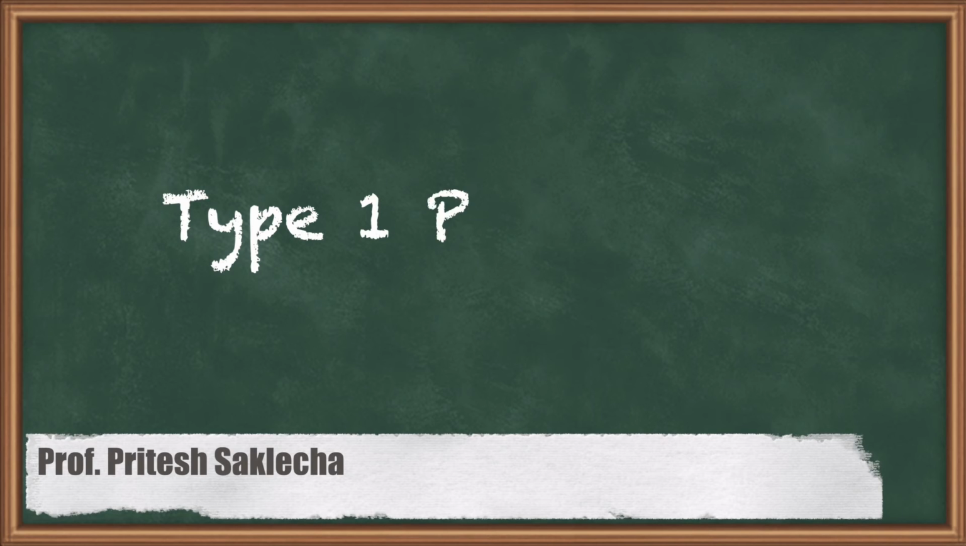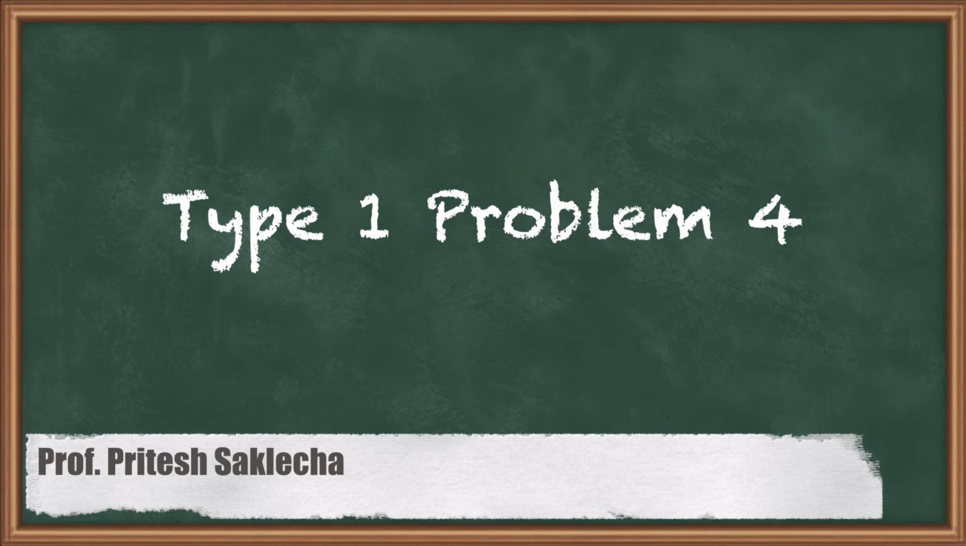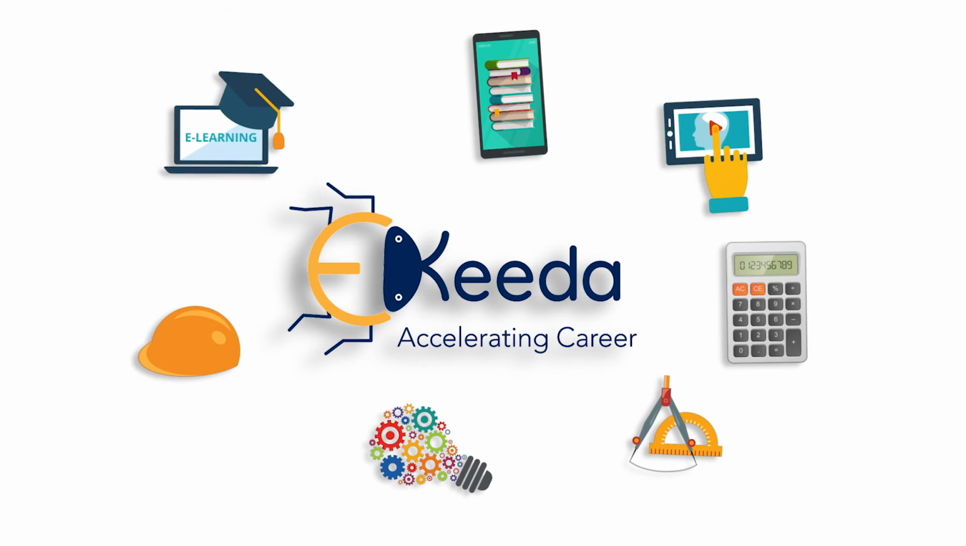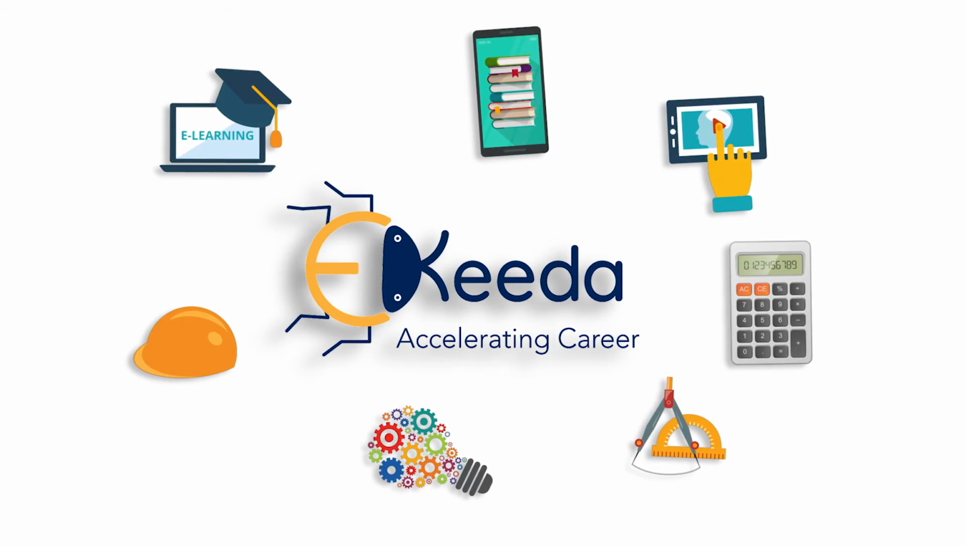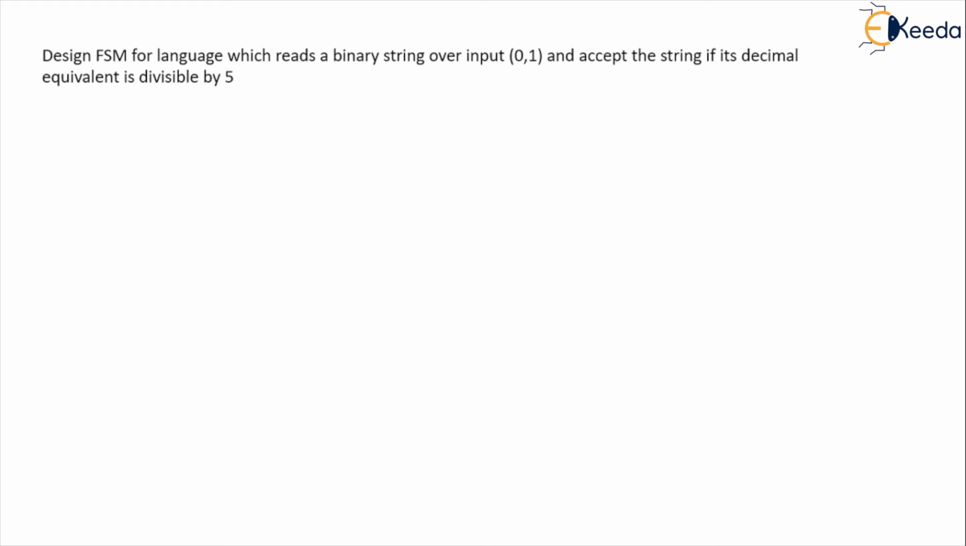Hello student, in this video we discuss problem number 4 of type 1, that is the last problem of type 1. So what is the problem? Design the finite state machine for the language which reads a binary string over the input 0, 1 and accepts the string if its decimal equivalent is divisible by 5.